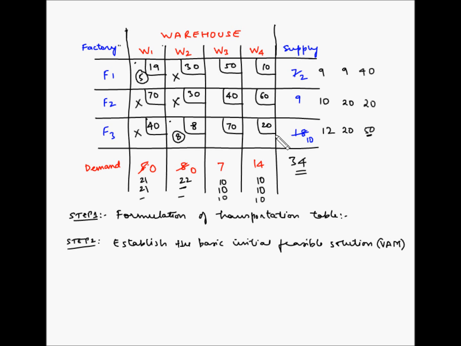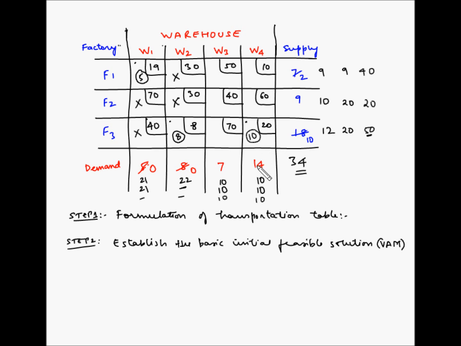So let's try to allocate the maximum number of units to the cell in this row which has the lowest cost. So that cell is F3W4. So now let's evaluate the supply and demand condition for this cell. F3 has a supply capacity of 10 units while W4 has a demand of 14 units. So since we can only supply 10 units from F3 to W4, let's allocate 10 units here.